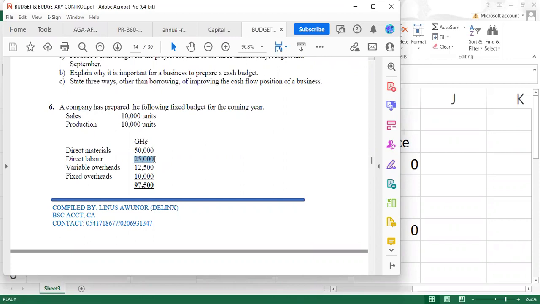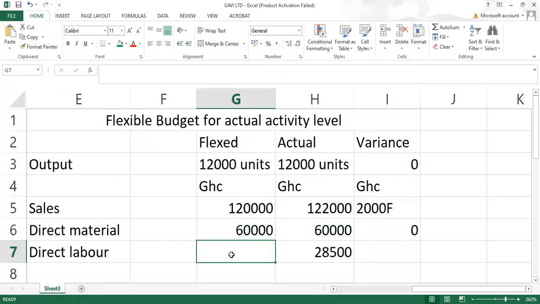2.85. That's per unit. Is it per unit or total cost? Per unit. Then the total is 34,200. Are you sure 34,200? No, people can confirm. No. The budgeted cost per unit will be 2.5. 2.5, okay. So multiply by the 12,000 actual level of activity, you get 30,000.